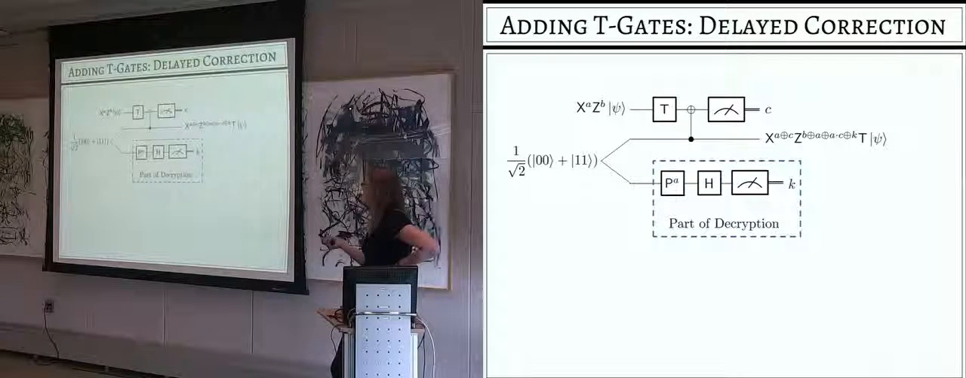At the point of decryption, we're going to run this circuit and measure some k, and whatever we measure here will become a part of this key, and then we'll be able to decrypt. But of course, since we have delayed this until decryption, this gives the decryption procedure some extra work. In particular, we have to do a circuit like this for every T gate in the circuit that's evaluated.